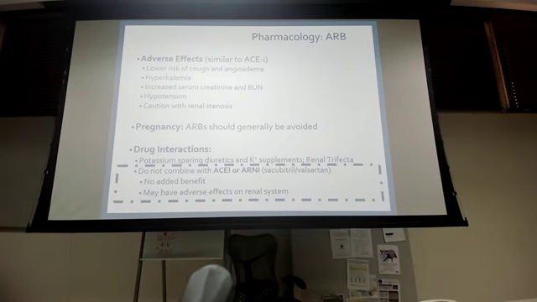Adverse effects for ARBs, just like the ACEs, right? Hyperkalemia, potassium, we mentioned serum creatinine, hypotension. All the diuretics, anything that works on the blood pressure is going to give you a possibility of hypotension. Too much of a good thing. Avoid pregnancy, monitor potassium and renal function, and use caution with potassium supplements because these medications can cause hyperkalemia.